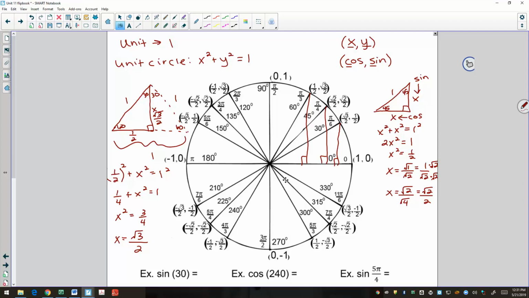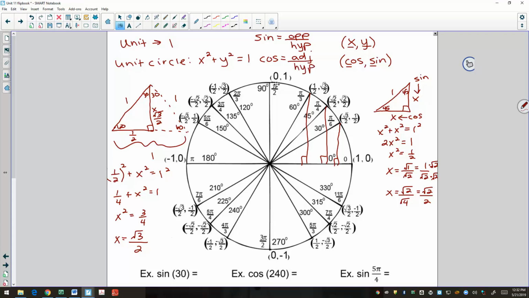The other thing you need to remember is that sine, back from geometry, is opposite over hypotenuse. That will help you when you're trying to figure out what the sine and cosine are of certain angles. And the cosine is the adjacent over the hypotenuse. So make sure you remember those facts.